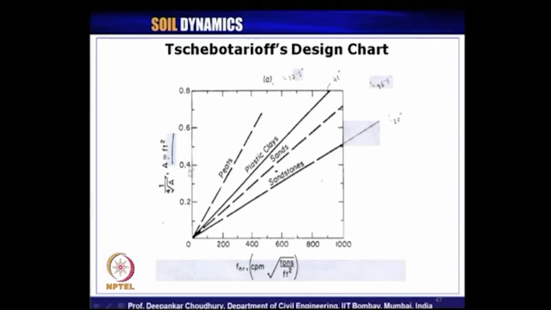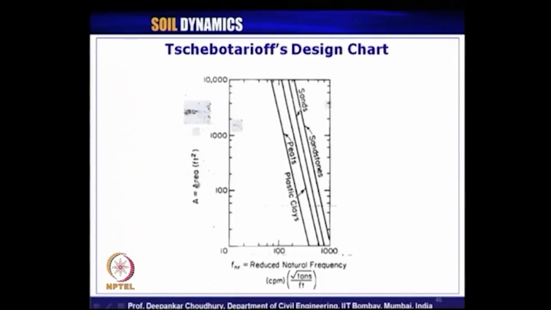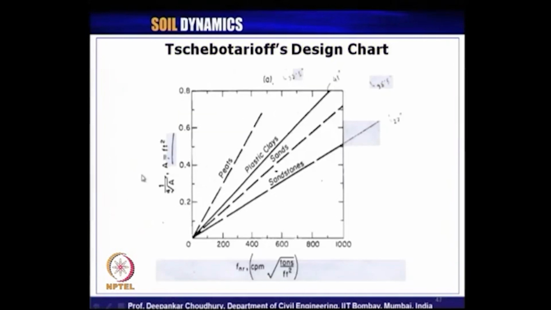expression of y axis, from which you have to recalculate the area, whereas in the previous chart it was pretty direct, you were getting the direct area, but still the second chart will be preferred in the design. Okay? We will do some example problem also, how to design a machine foundation using Tschebotarioff's reduced natural frequency method. So, in the next lecture we will do that.